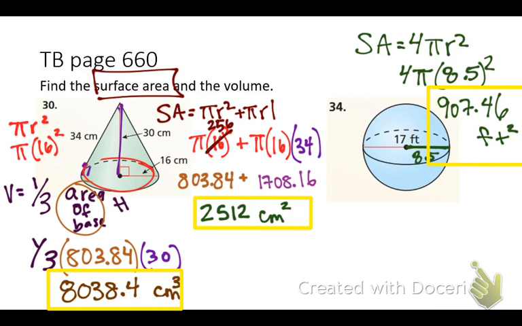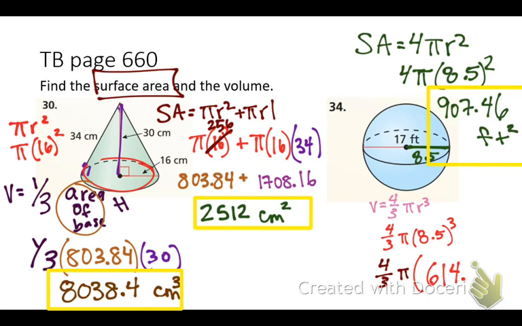Last would be find volume. What is the volume formula for a sphere? 4/3 pi r cubed. So keep in mind there's going to be 2 3s in here. Okay, so 4/3 pi, the radius is still 8.5 cubed. So you're going to do 8.5 times 8.5 times 8.5. What is 8.5 times 8.5 times 8.5? 614.125.